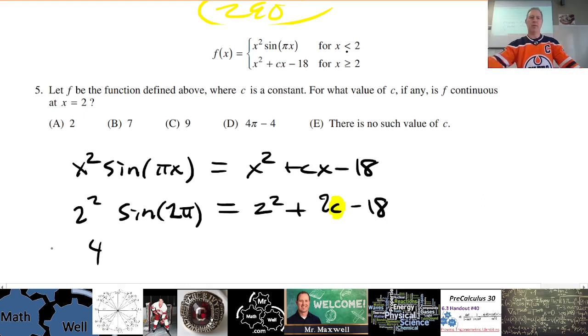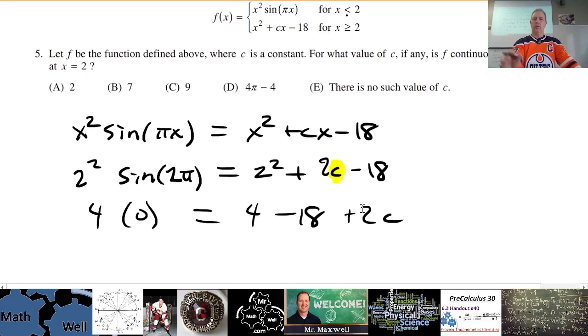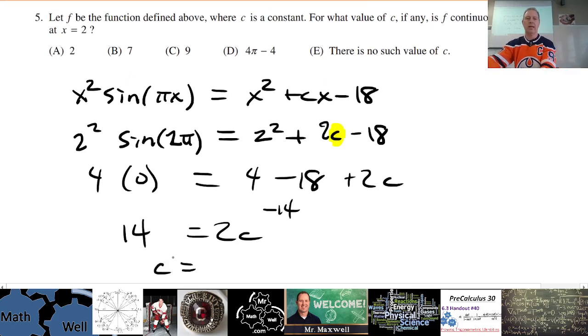So this is going to be 4 times, what's sine of 2 pi? 0. Yeah, 4 times 0, that's going to be easy. And this is going to be 4 minus 18 plus 2c. So 4 minus 18 would be negative 14 over here. It'd be positive 14 over here, right? Equals 2c. So I get c as 14 divided by 2, or 7. So 5 looks like the answer should be B.